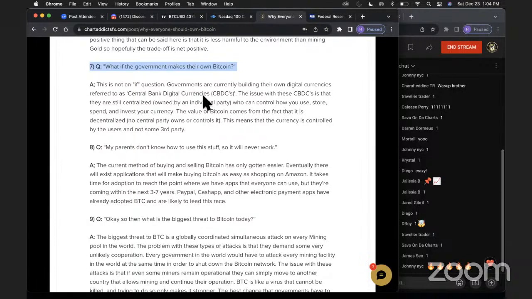Where crypto is no longer the highest risk and NASDAQ is no longer this traditional stock market asset, they were both seen as high risk, high reward. And so what if the government makes their own Bitcoin? This is not an if question.